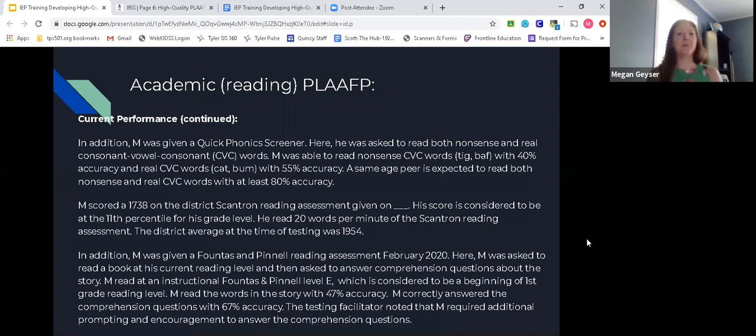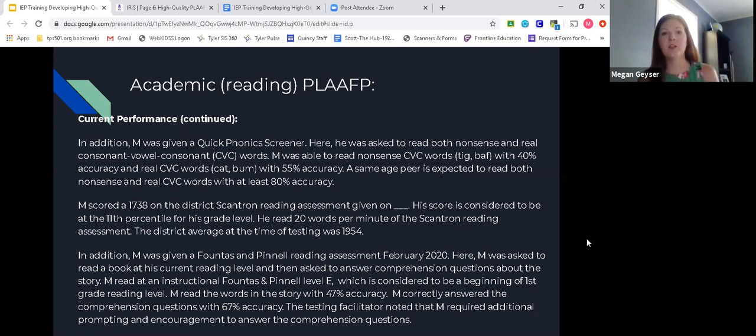Okay, so that is it for our current performance. You can see how long that would be in an IEP, but man, how impactful is that? We have data across, we've got letter sounds diagnostic, we've got the PASS diagnostic, we've got the QPS, we have the Scantron and Fountas and Pinnell. We have 5 data points for this child for just reading.